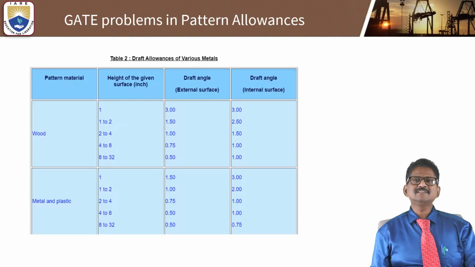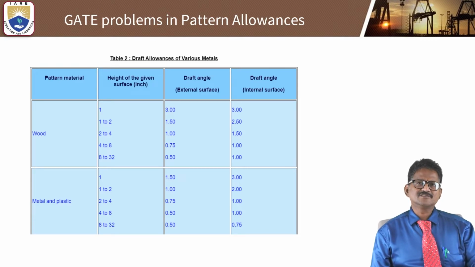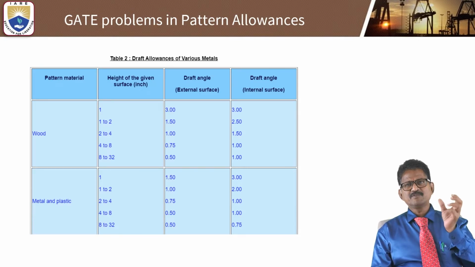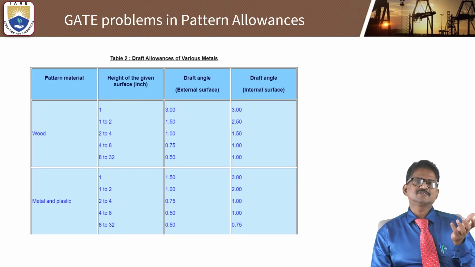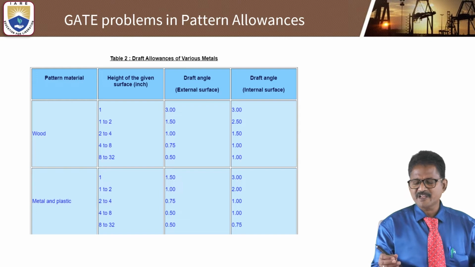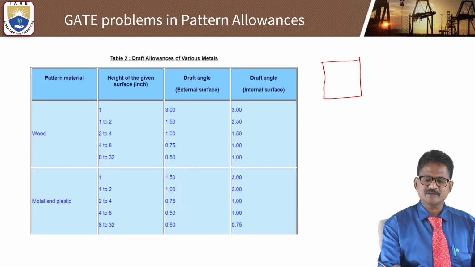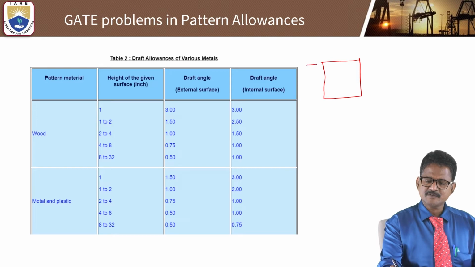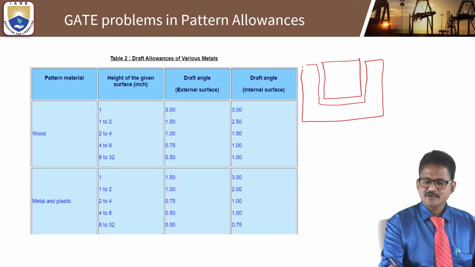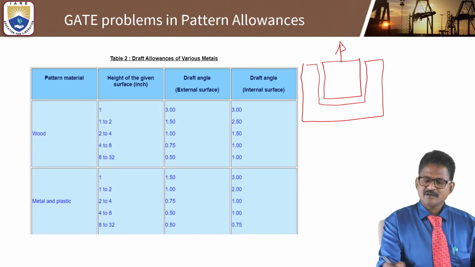And similarly, you can see the draft allowance. So the term draft allowance for the various metals, how you can provide it. In general, draft allowance applies if the component is in a vertical position. Okay, so this is the component. When you put it in a mold cavity and then open it, what will happen? The walls will break.